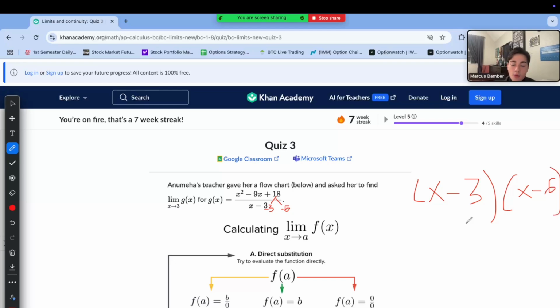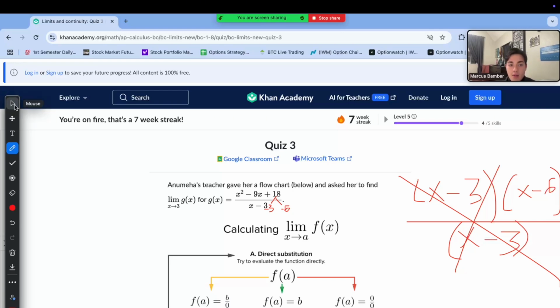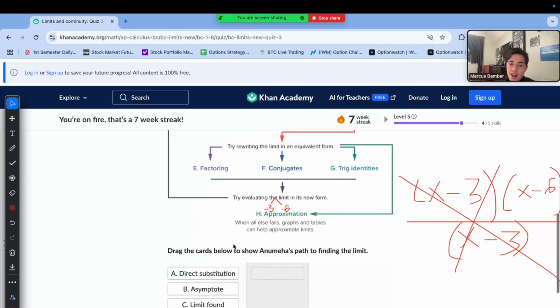If you have any trouble with this factoring, I highly recommend you visiting Algebra 1 inside of Khan Academy, and they have a factoring section which will help you out. Now we have this canceling out process, and now we can direct substitute once again for x equals 3 into our numerator, and we get 3 minus 6, my apologies, which is equal to -3. So the limit of g of x as x approaches 3 is -3.